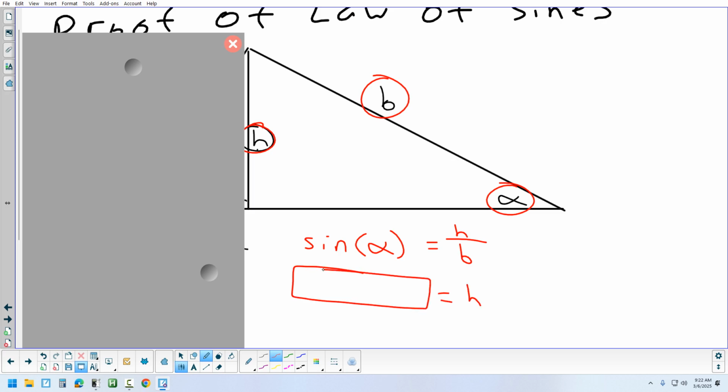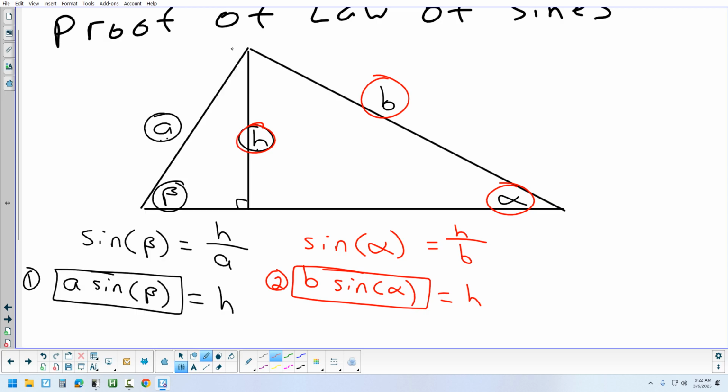Okay, I would like to get h by itself again. How would we get h by itself in that equation? Multiply both sides by b. And there is a formula that would also calculate the height of the triangle using different information than we did before. Any question on that formula?